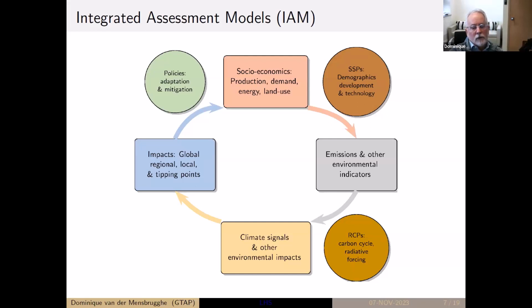And then the temperature signal or the climate signals have impacts, biophysical impacts or economic impacts. For example, rising temperatures may impact crop yields, labor productivity, and a host of other indicators, and they feed back into your socioeconomic model. This is why it's called integrated assessment. And there are policies both on adaptation and mitigation, which may influence that final link between impacts and the socioeconomic model.